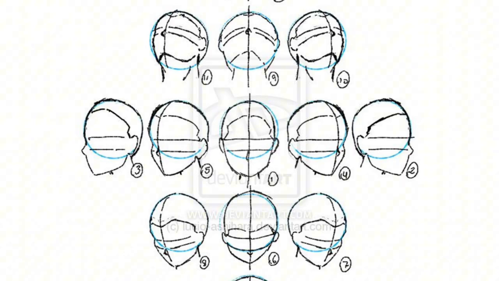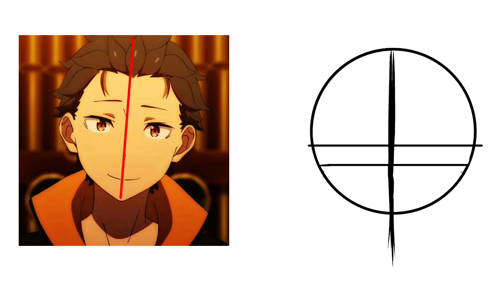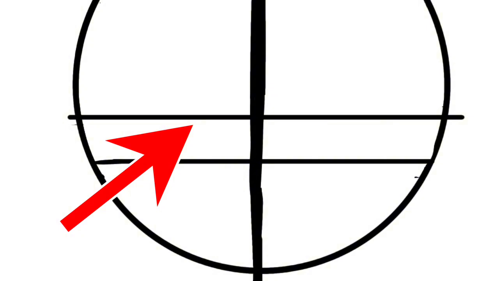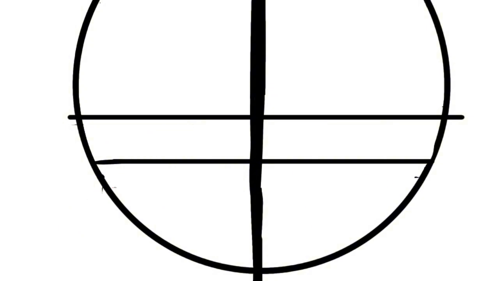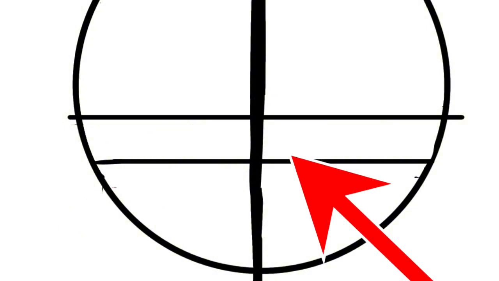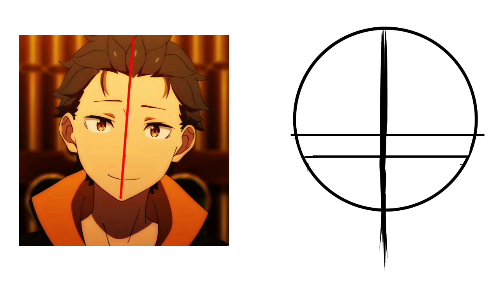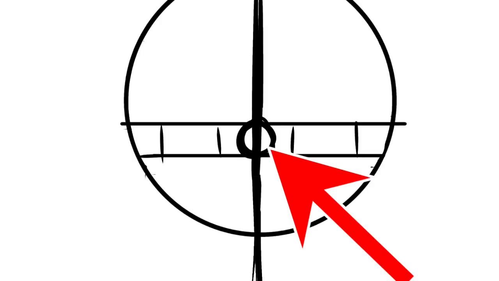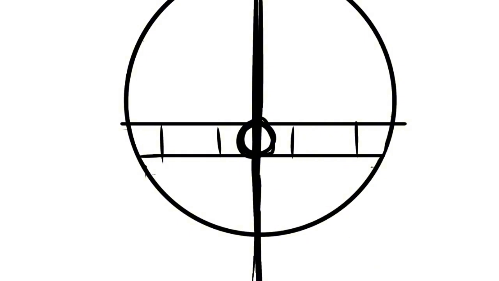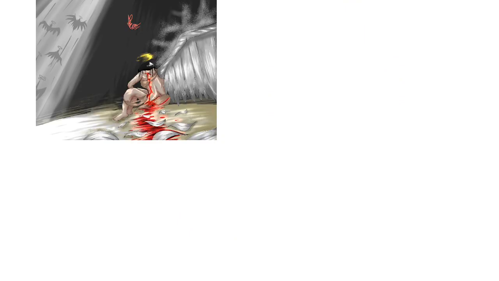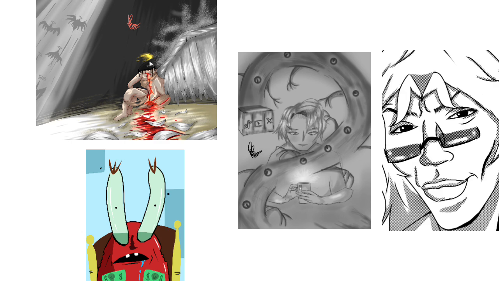Then, of course, we add two lines that signal where the eyes will be placed. The top of the line is the top of the eyes, and the bottom, well, the bottom of the eyes. Simple enough. And if you want to do extra, you can add an oval shape in the middle to symbolize the gap between both eyes. Of course, I am a pro, and I don't really need these.